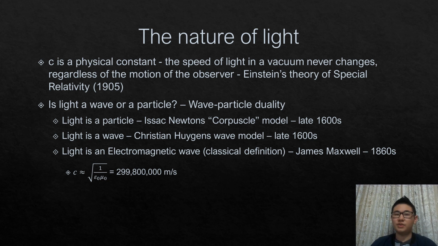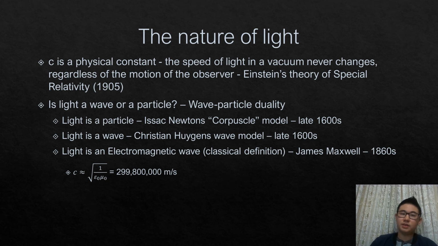So the idea that light was a particle came from Isaac Newton's corpuscle model in the late 1600s. And this was widely accepted for a while because Isaac Newton was a very reputable scientist and mathematician. And light as a wave was the alternative, and this was suggested by Christian Huygens' wave model around the same time.